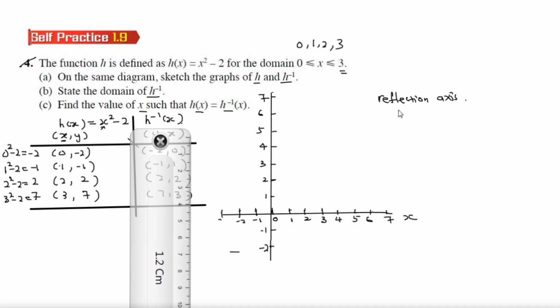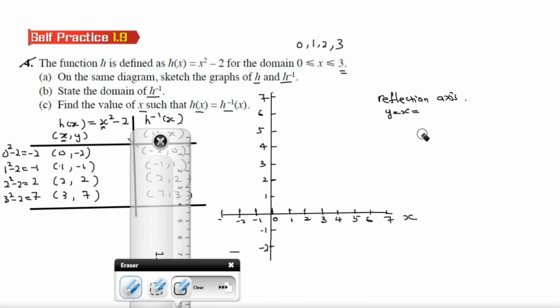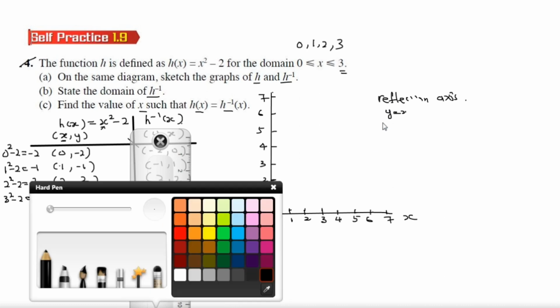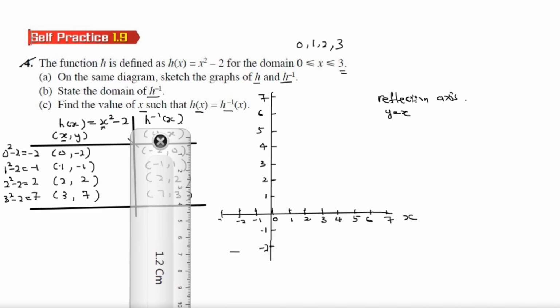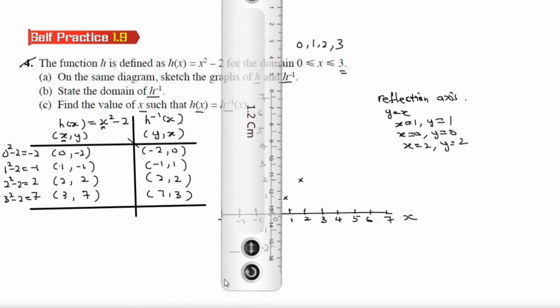So what is the reflection axis? Is it x equals to, or y equals to x? Okay, y equal to x. So how to draw the reflection axis? The reflection axis means that x will equal y. For example, if x is 1, then y is also 1. So you can plot here 1, 1. X is 0, what is y? Y is also 0, so 0, 0. And x equals 2, y also equals 2. So based on these points, you can draw a dotted line.